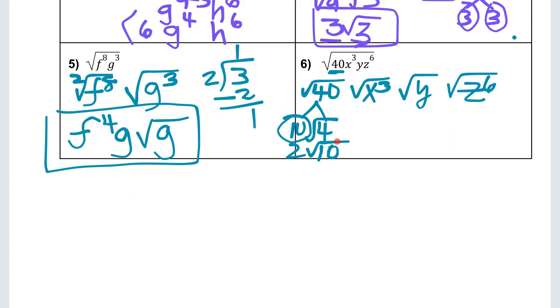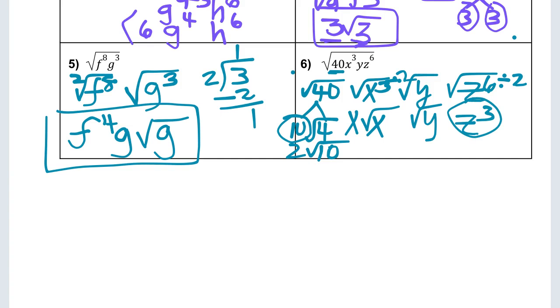So 2 root 10. 3 divided by 2 is 1. So 1 x out. 1 left over in. 1 is not divisible by 2. So we leave it as root y. 6 divided by 2 is 3. C to the 3rd. So we will now group together what's on the outside. C to the 3rd, x, and 2, giving us the result of 2xc cubed.